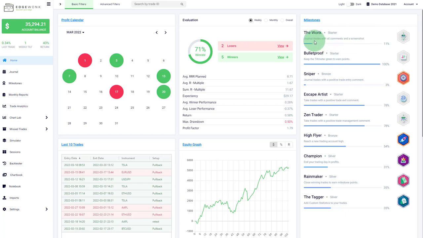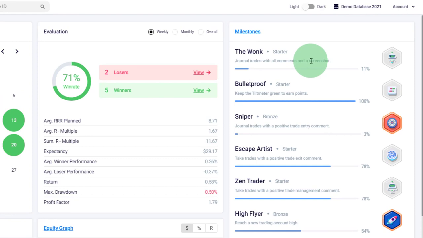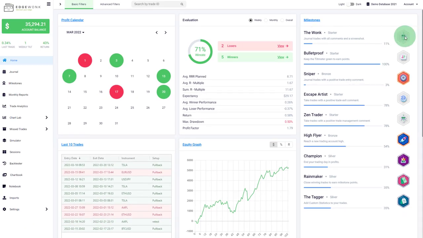For example, for the Wonk, you need to journal trades with all the comments, which are entry, exit, and trade management comments, and also assign a screenshot to the trade. When you then hover over the progress bar, you will see how much progress you have made for the specific milestone. For example, here, you have entered 1 out of 9 trades necessary for the Wonk. Once you get to your 9th trade, you will move up to the bronze level. Also, your icon will change based on what level you are in.